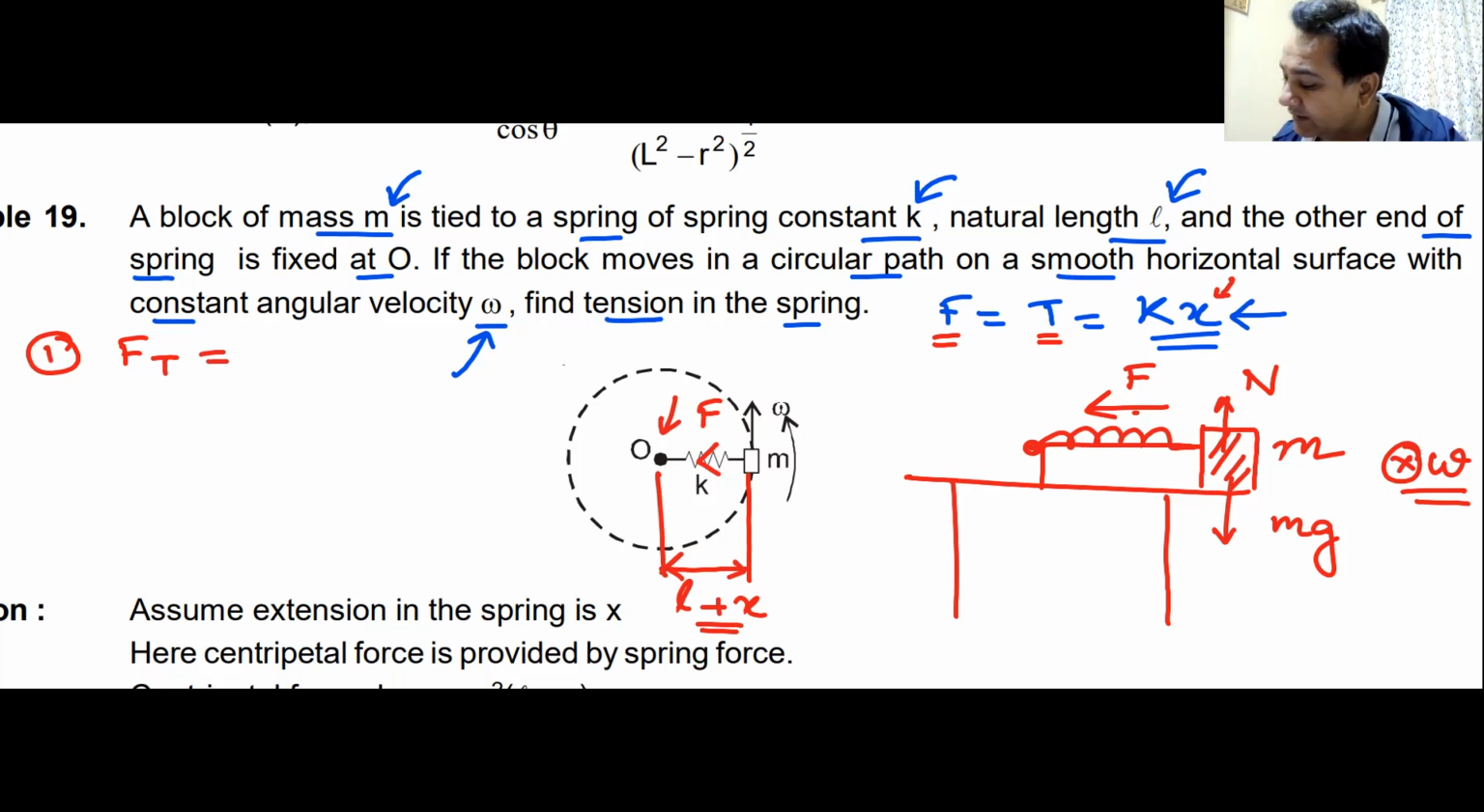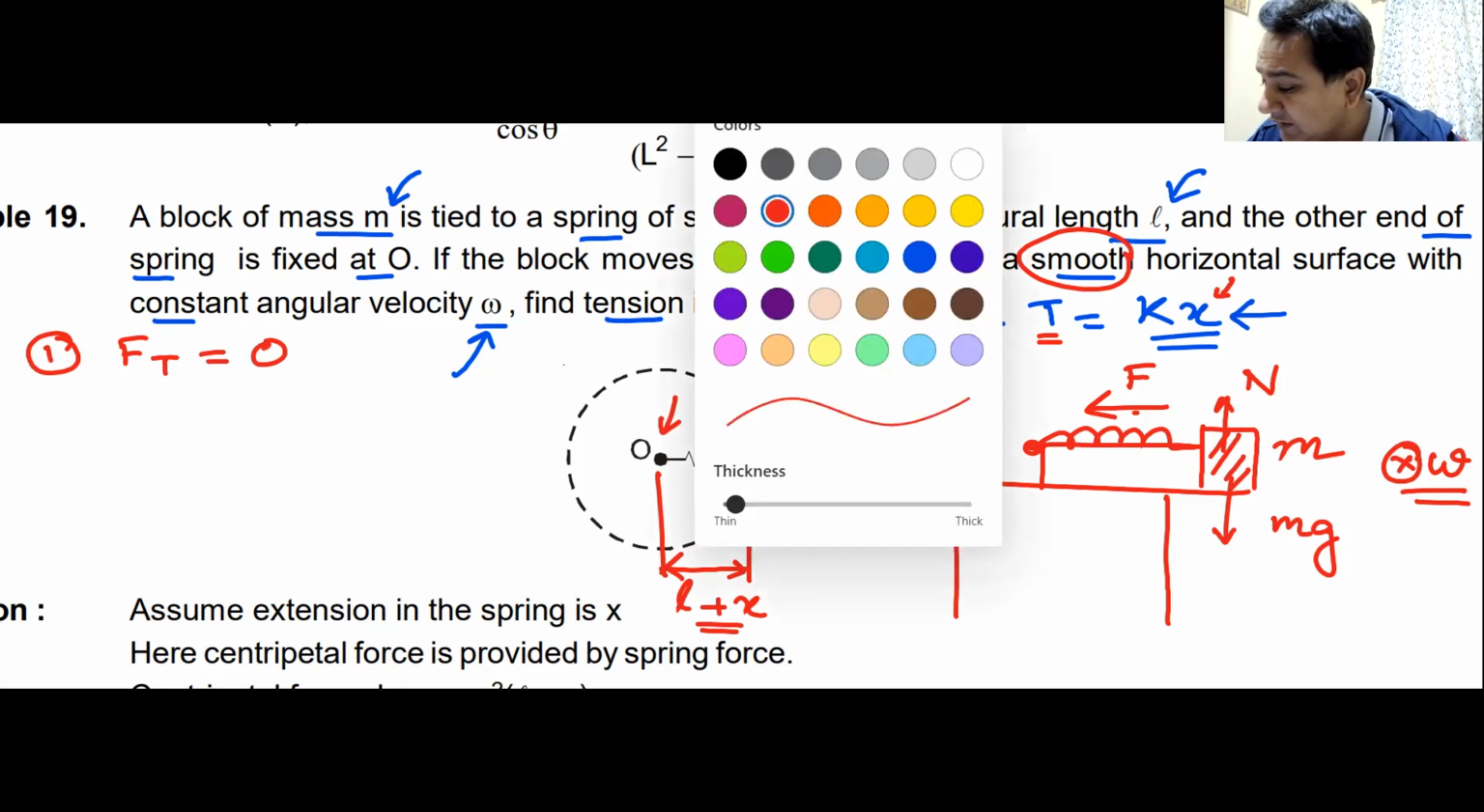Remember that this is moving on a smooth horizontal surface. Zero, sir. So there is no tangential force. Well done. So Ft is 0. We are done with the tangential equation. Let us move on to the second one.